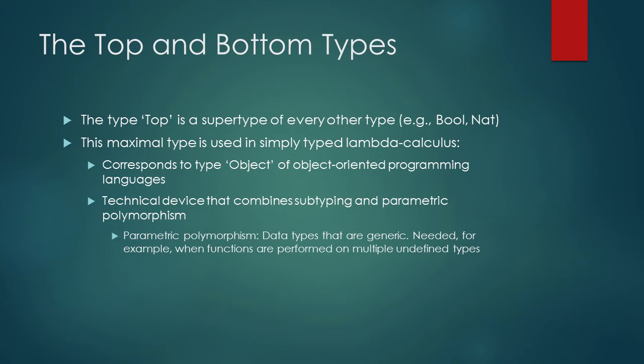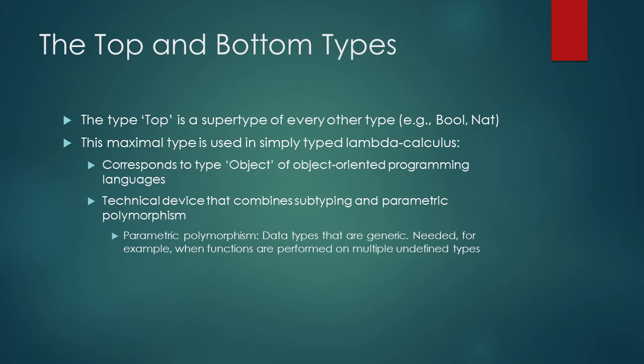So first he introduces the type top, which is more commonly used in practice. And this is said to be a supertype of every other type, types being, as we've discussed, things like Boolean, natural numbers. And this is a maximal type in the simply typed lambda calculus. So once again, drawing a parallel to object-oriented programming languages, top could really be said to be equivalent to the concept of object in and of itself.